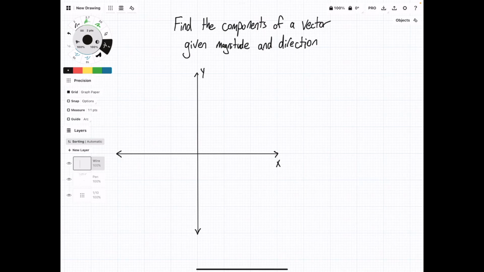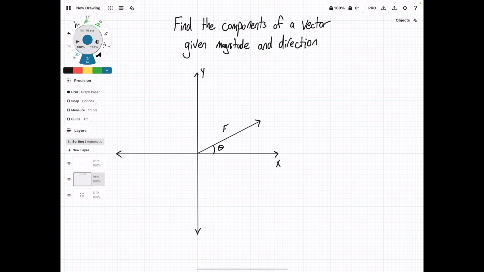In this video, we're going to talk about finding the components of a vector given its magnitude and direction. So we're going to start off with a problem that doesn't have any actual values. So let's call this our vector f, and we want to find the x and y components of this vector. We're also going to say that it is an angle theta above the x-axis.